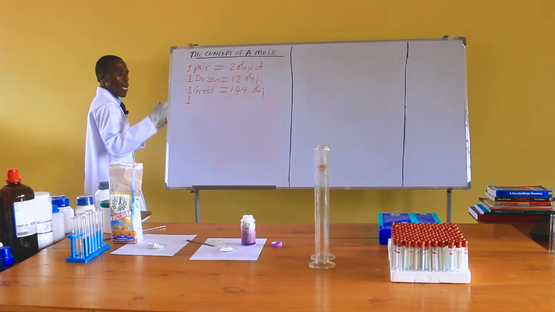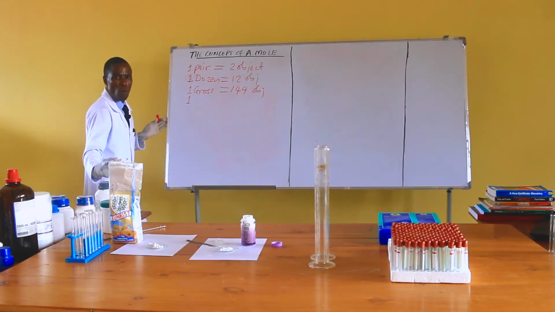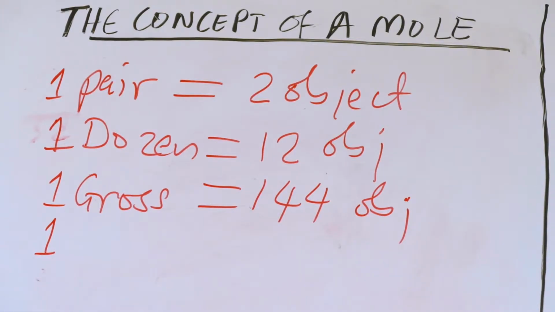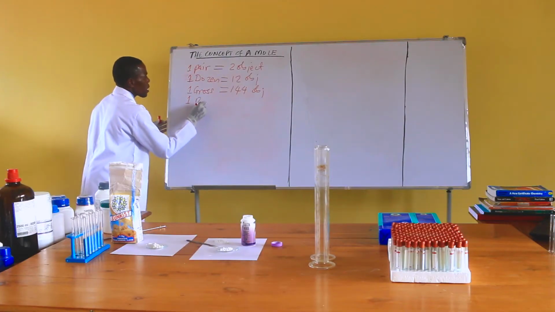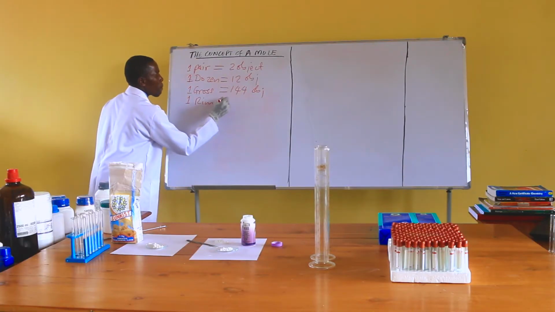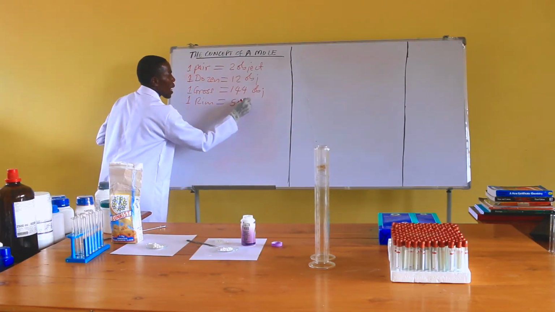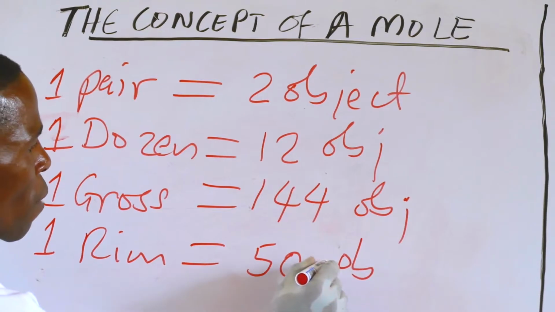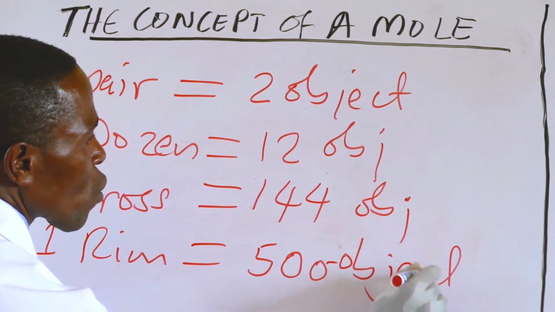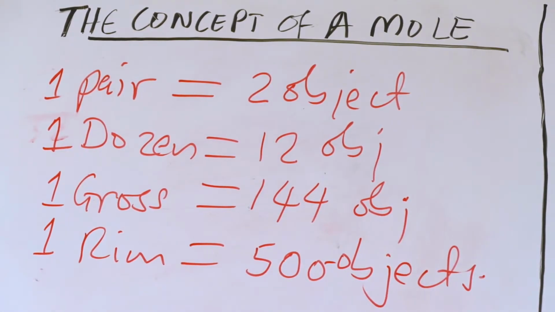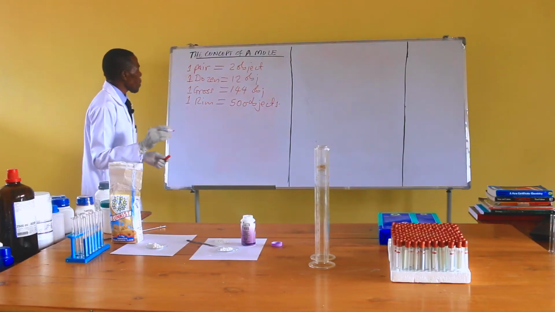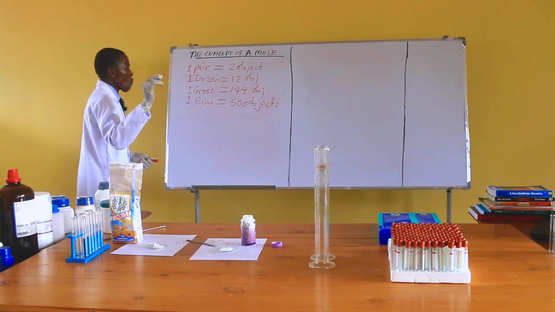But then a ream of cars, a ream of people, a ream of students, a ream of papers, a ream of any object that you can count one by one. So a ream is formed by 500 objects. Now, a mole, the unit that counts very small particles, is formed by how many particles?